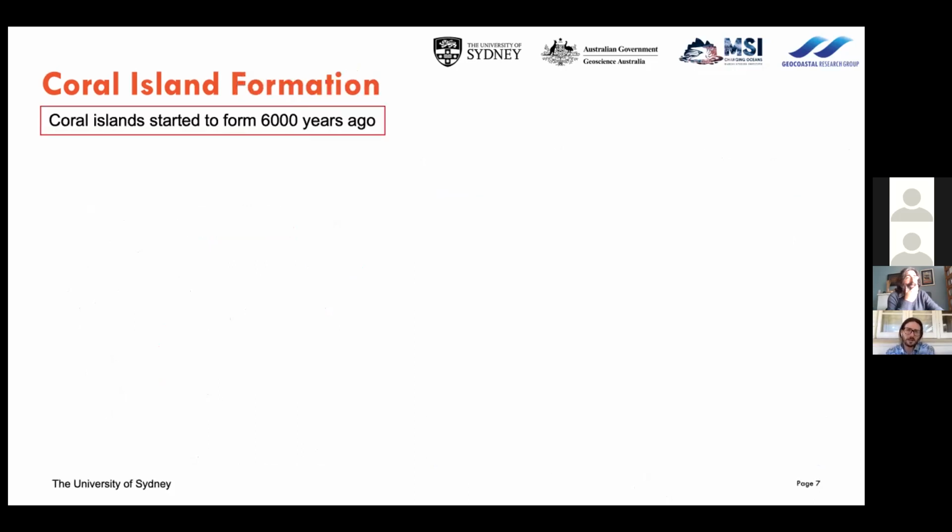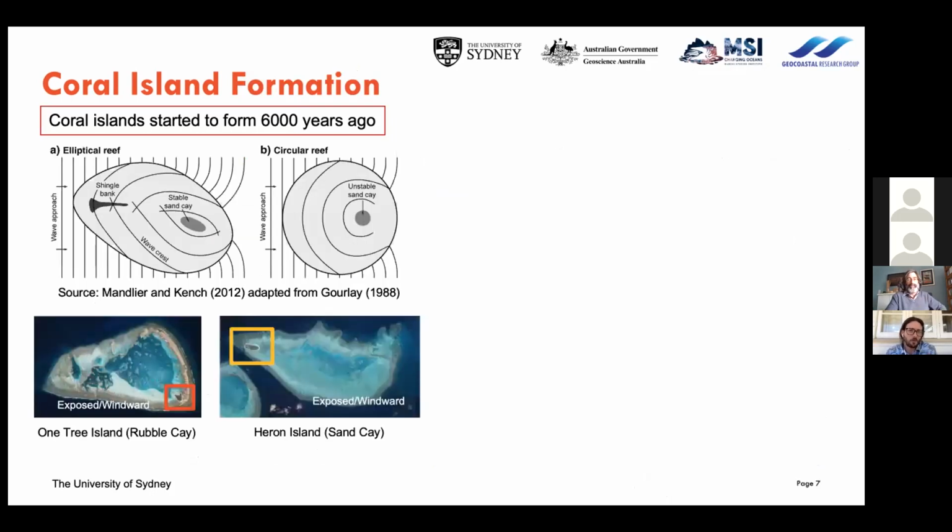So their formation: typically we know that they formed from about 6,000 years ago when sea levels stabilized at their current levels. As for the processes that form them, if we have a wave crest going across a reef, we'll have various wave transformations, convergence, etc. And we'll have these sedimentary bodies forming. They may be stable or unstable based on the shape of the reef or what material, if it's sand or shingle, etc. But there will be different processes or evolutions for different reef types.